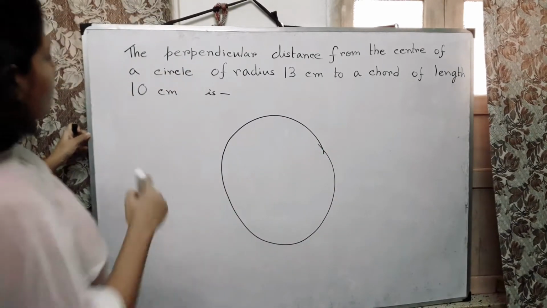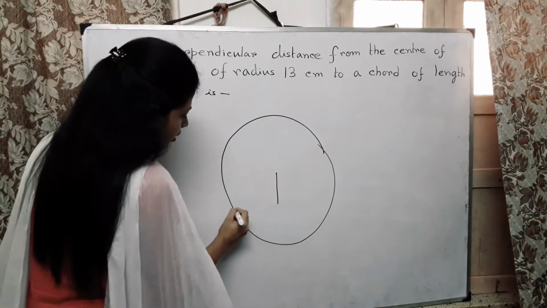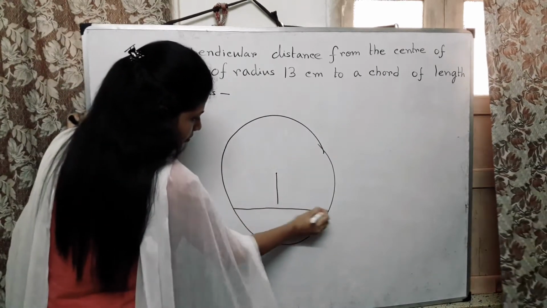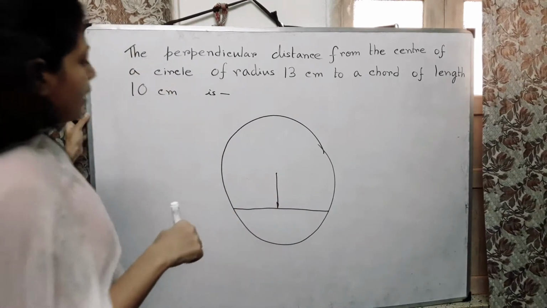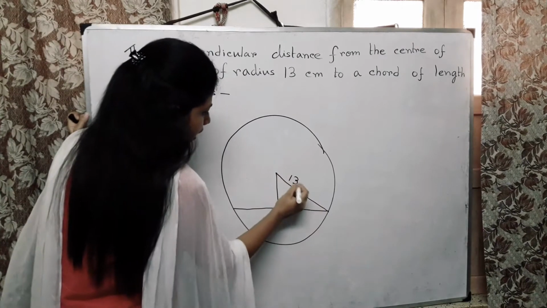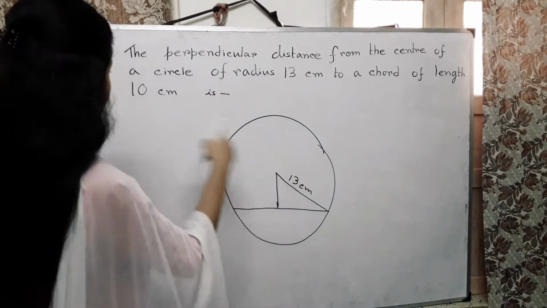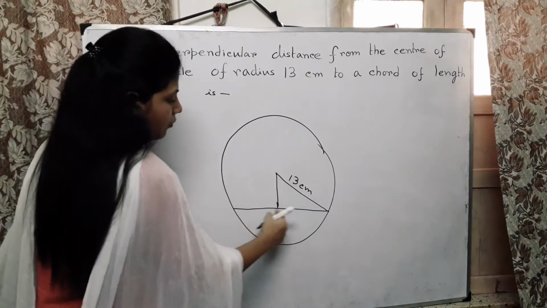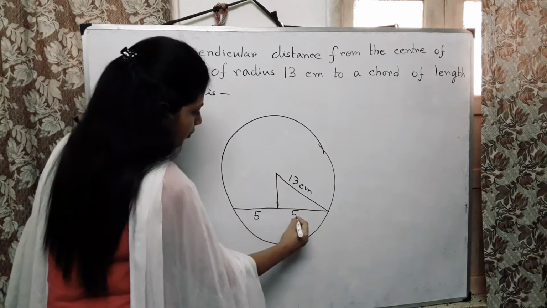Perpendicular distance from the center of a circle, this one, of radius 13 cm. So the radius is here 13 cm, to a chord of length 10 cm. So if the chord is 10, that means it will be 5 and 5.